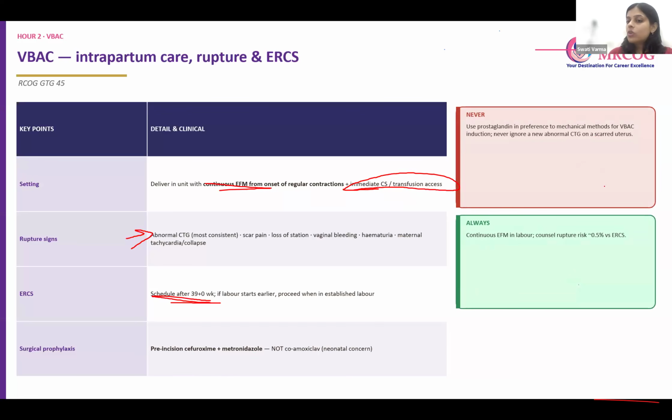Now, one never and always point. Never use prostaglandin in preference to mechanical methods for VBAC induction. Never ignore a new abnormal CTG on a scarred uterus. Always go for continuous electronic fetal monitoring in labor and counsel rupture risk, approximately 0.5% versus elective repeat cesarean section.